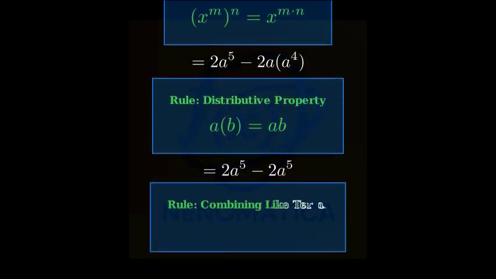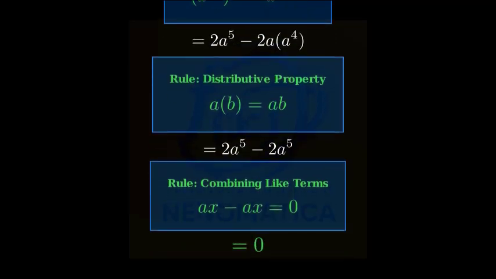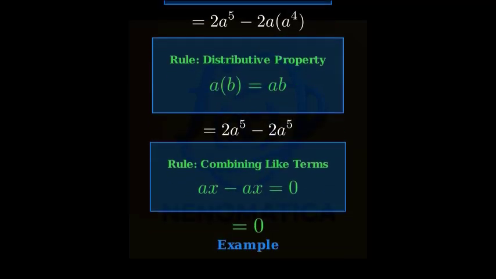Let's simplify a to the fifth minus 2a to the fifth. 2a to the fifth minus 2a to the fifth equals 0. Now, let's move on to our second example.